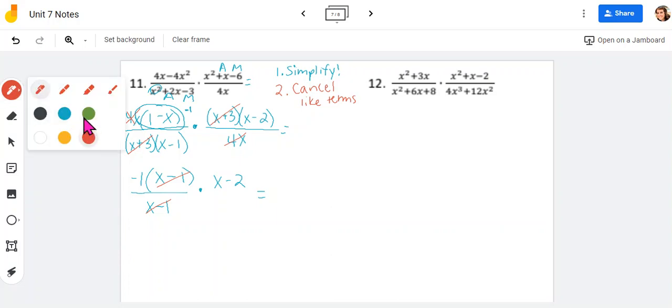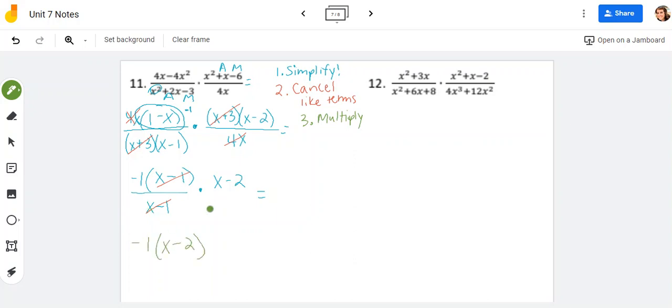Okay, now I have canceled everything that's the same in the top or bottom. And so my third step is just to multiply across the top and across the bottom. So multiplying across the top, we just get -1 times x minus 2. And across the bottom, there's nothing in the denominators anymore. So this is my final answer.